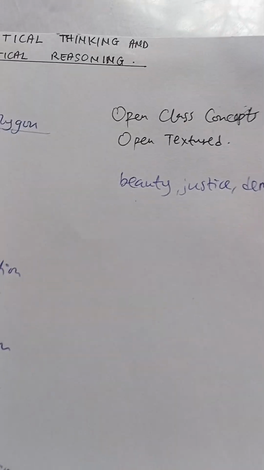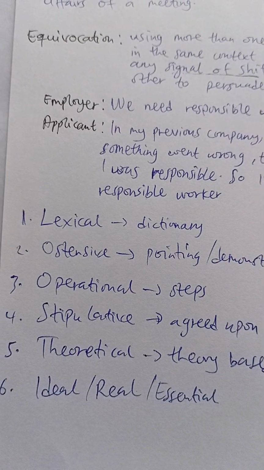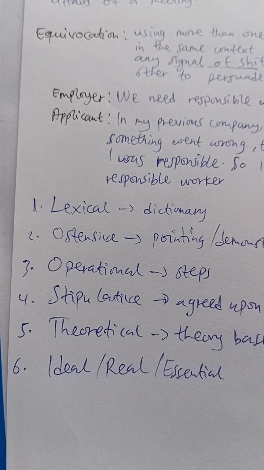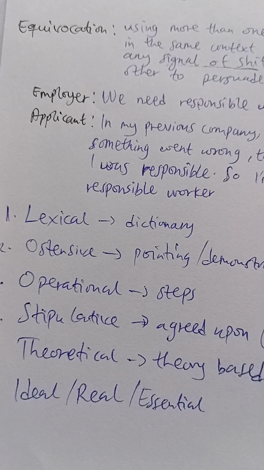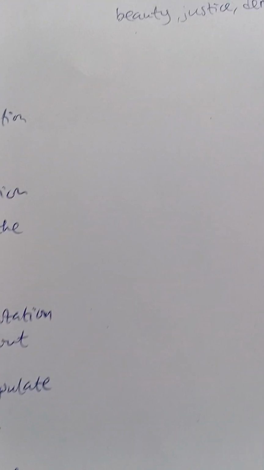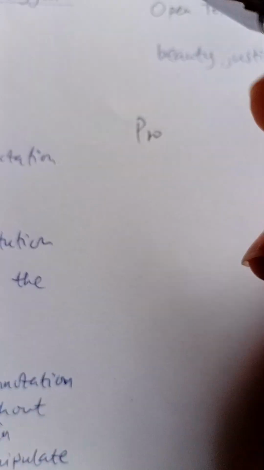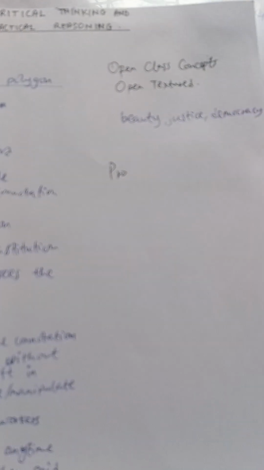All right. So these are the types of definitions: lexical definition, ostensive, operational, stipulative, theoretical, and ideal definition. Now there are some problems associated with definitions. So what are the problems? Problems related to definitions.